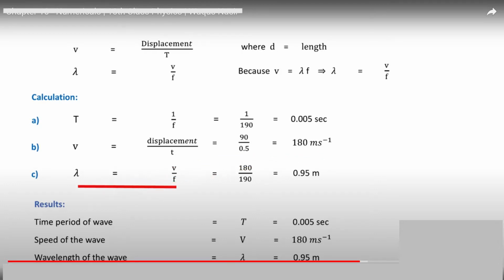The third one is how to find lambda. The equation is V equals lambda f. Here we want to know lambda, we do not want to know the wave speed. So we will rearrange the formula. Here the frequency is multiplying with lambda. When it goes to the other side of the equation, it will be divided by the velocity. So now the formula is set. We will put the velocity which we have just found, 180 over 90, and we will get 0.95 meters. So here we have found all the results.